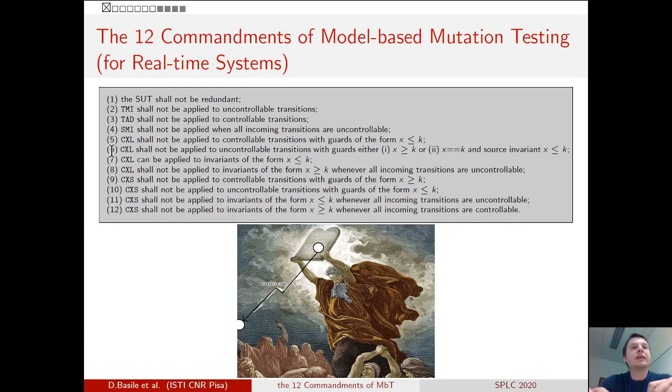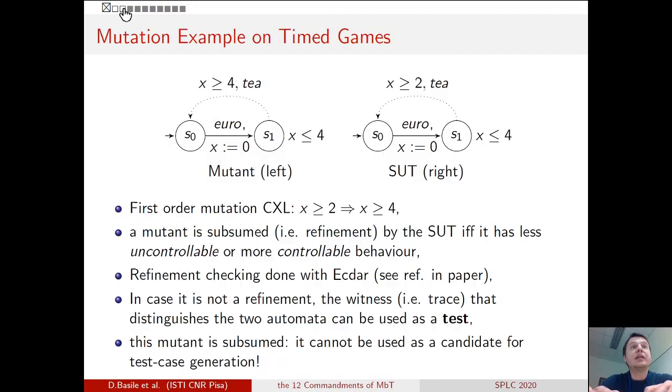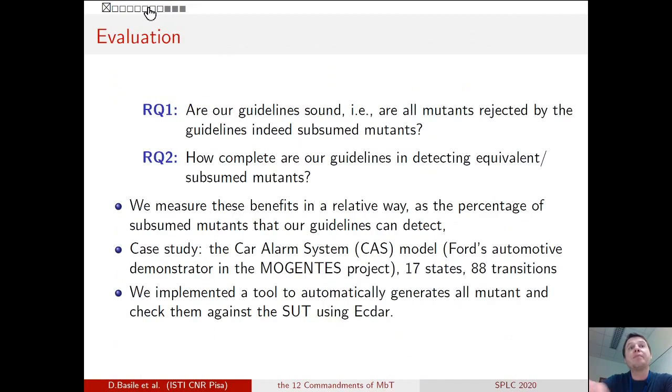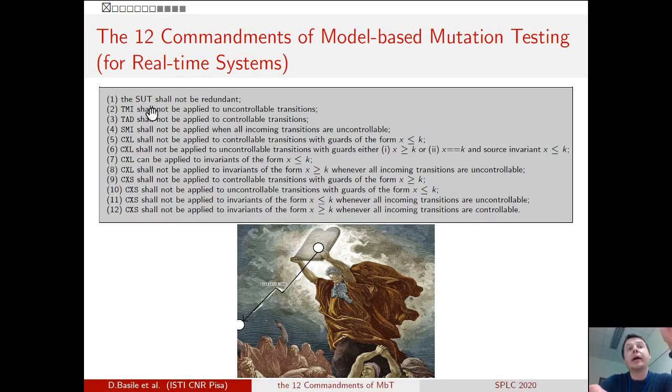In particular, we can see that mutation 6 says that this mutation shall not be applied to uncontrollable transitions with guards of these forms. And this is indeed what we have done in this example. We have applied that specific mutation. Maybe we can see this better here. We applied this specific mutation to the guard of these forms, and what we obtained, according to our commandments, is a mutant that is subsumed, and this is not good. This is because we have violated one commandment.